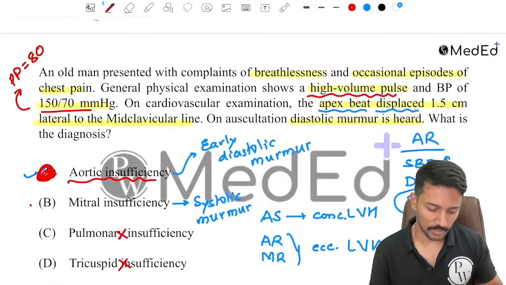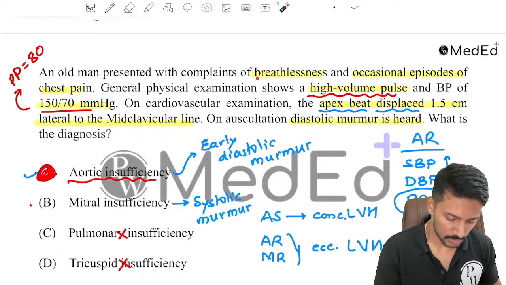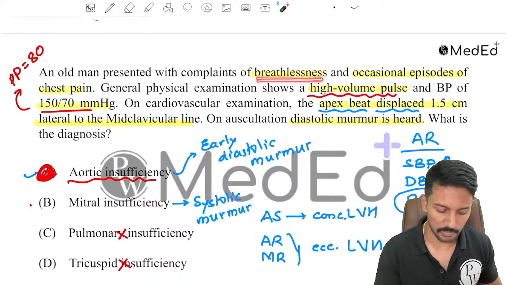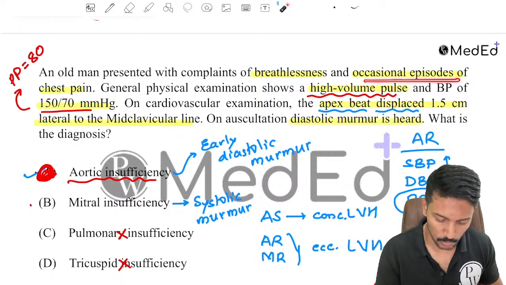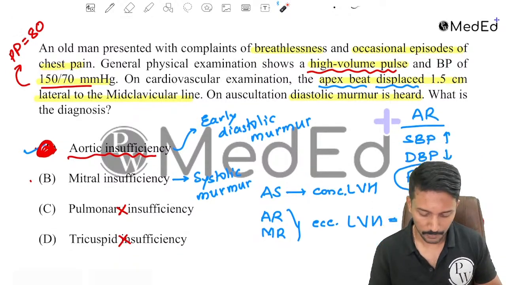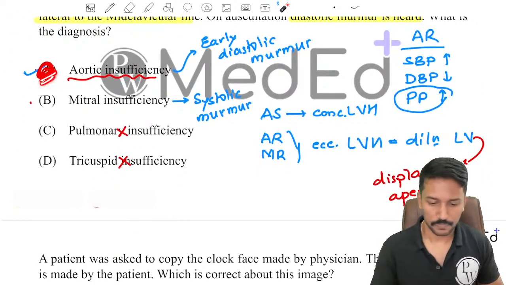And everything else fits into it, because the shortness of breath can be explained by aortic insufficiency. Occasional episodes of chest pain can also be explained with aortic insufficiency.